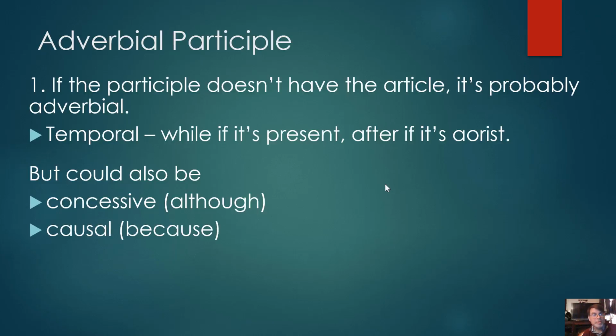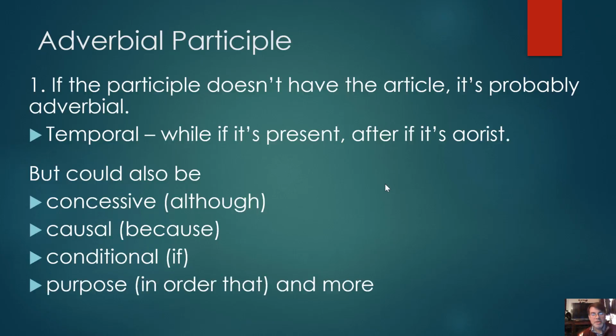Also, causal can mean because. Having been justified by faith, we have peace with God. Because, I can hear a because hiding there. Because we have been justified by faith, we have peace with God. Conditional, if. How will we escape having neglected such a great salvation? Can you hear the if? How will we escape if we have neglected such a great salvation? So you can see that these are different adverbial nuances a participle can have.